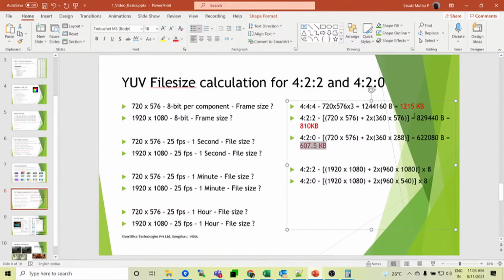It is reducing, right? Earlier, first one is 1215 kilobyte, and next one, if I reduce width by half, it has become smaller, 810 kilobyte. Height is halved, it has become 607.5 kilobyte. What is the relationship between these three values? The relationship is 4:4:4 is 1.5 times of 422, correct? 1.5 times. And 4:4:4 is double of 420. Double the time of 420. Yes, sir. Correct.